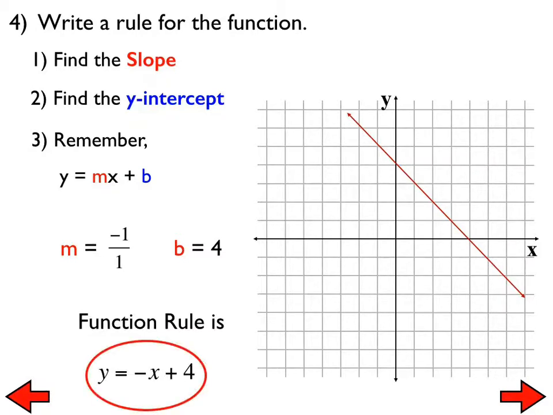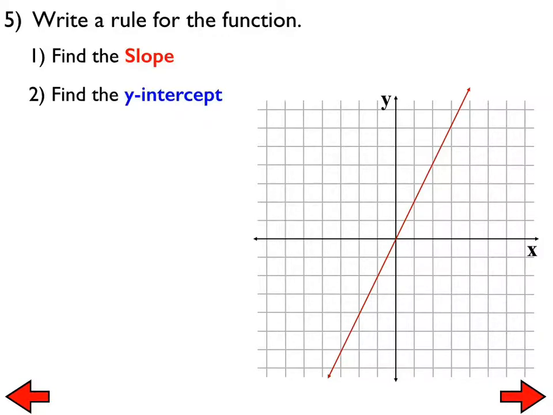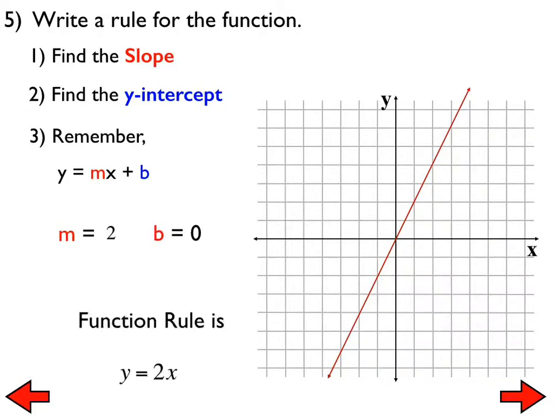All right, go ahead now and do number 5 and number 6. Number 5, we need to find a couple of perfect ordered pairs. There are more than a few on that graph, but either way the slope is 2, y-intercept is 0. The function rule is y equals 2x. Is this a proportional relationship? Yes, it is.